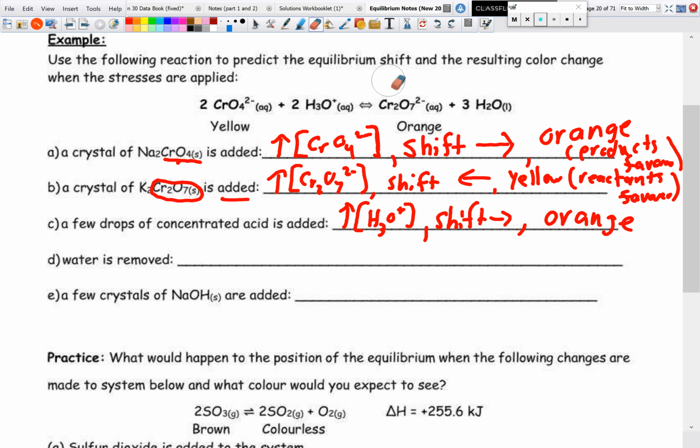Now the next one is the first time something is being removed. In this case, we're going to decrease the concentration of water. So we have water right here, and we're going to decrease its concentration. If you look back to the previous page where it talks about concentration, when you decrease the concentration of something, it's going to favor the same side. So that means equilibrium is going to shift to try to produce the water that it's losing. That means we're going to shift to the same side as water. So that's going to shift towards the formation of the products, which means we're going to see more orange.